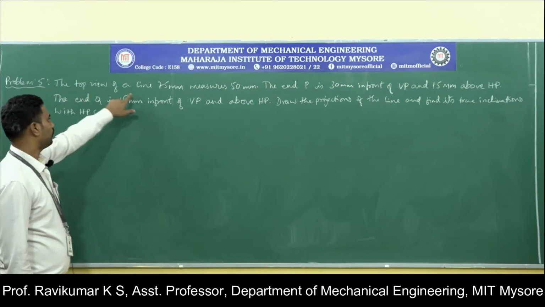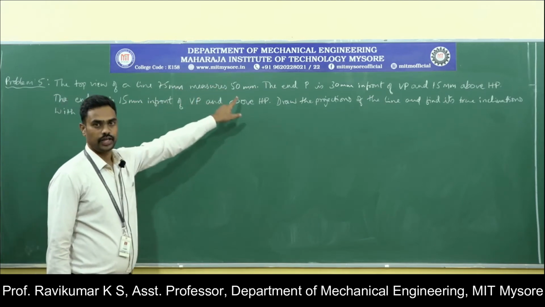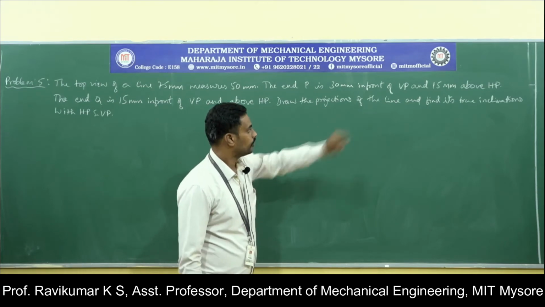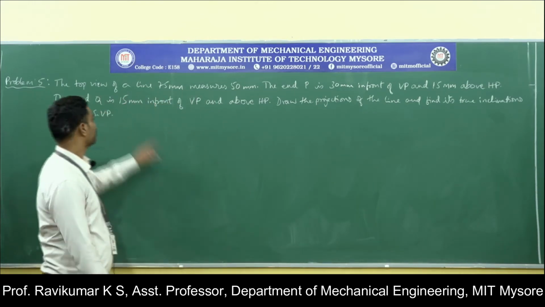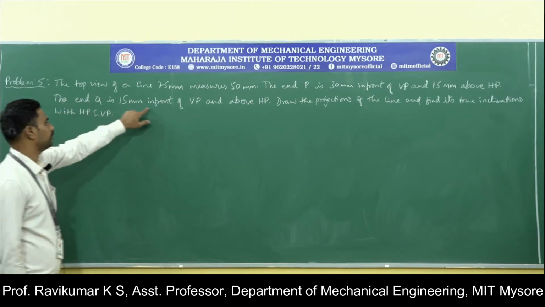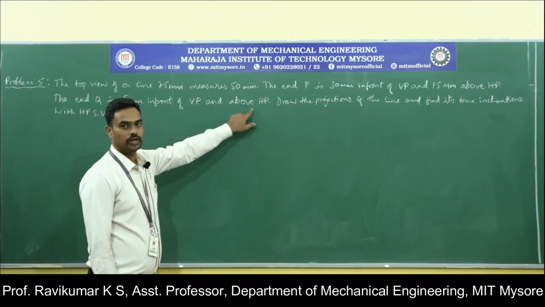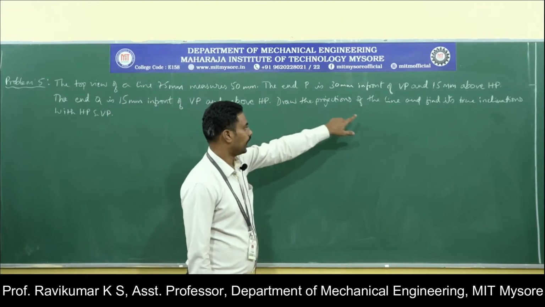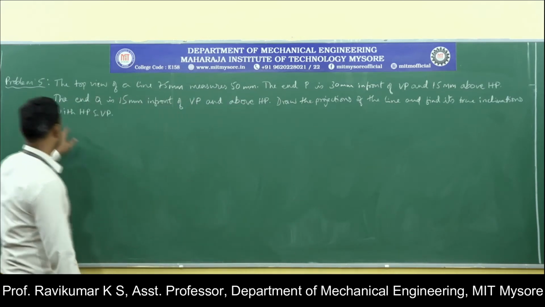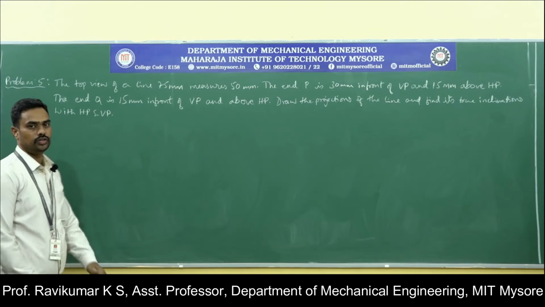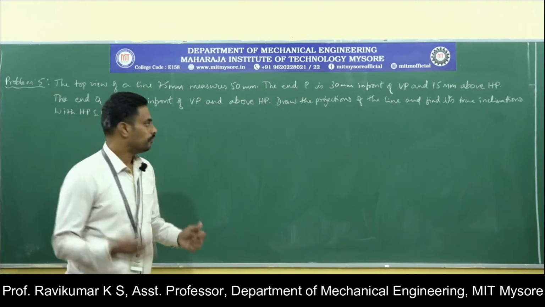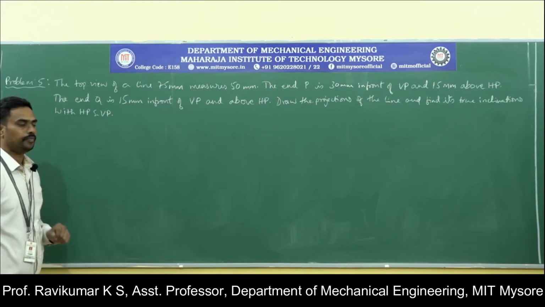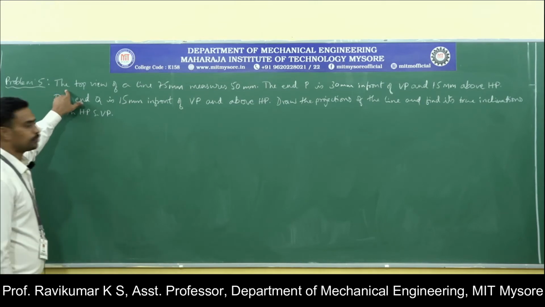Okay, so the next problem, problem number 5. The top view of a line 75 mm measures 50 mm. The end P is 30 mm in front of VP and 15 mm above HP. The end Q is 15 mm in front of VP and above HP. So the information about height above HP is not given. Draw the projections of the line and find its true inclinations with HP and VP. So we need to draw the projections and find the true inclinations, that is theta and phi, with respect to HP and VP. So just analyze the problem first.